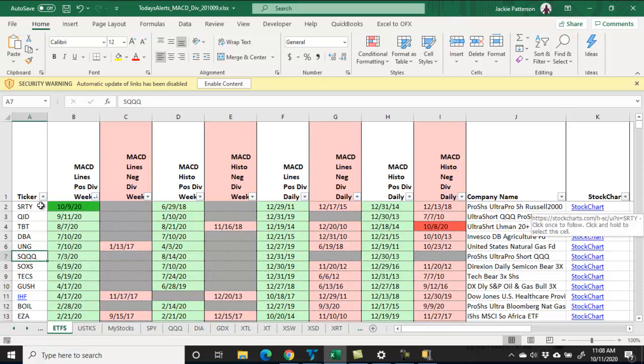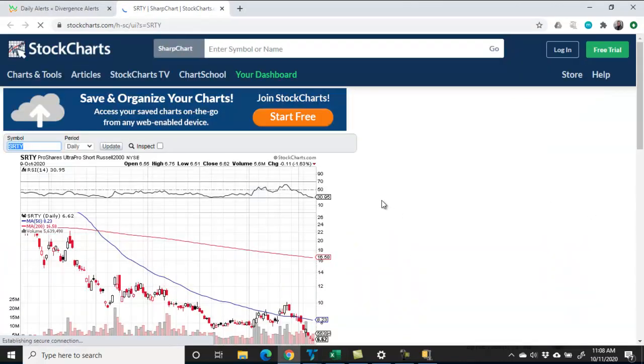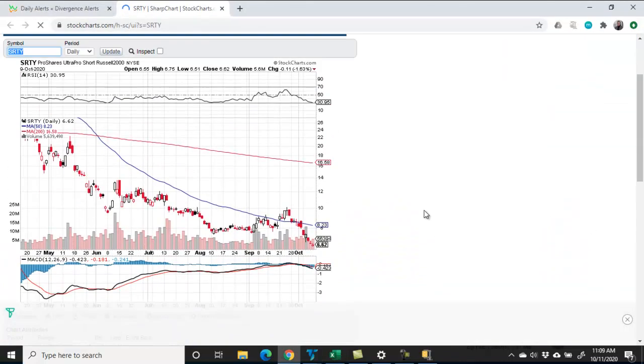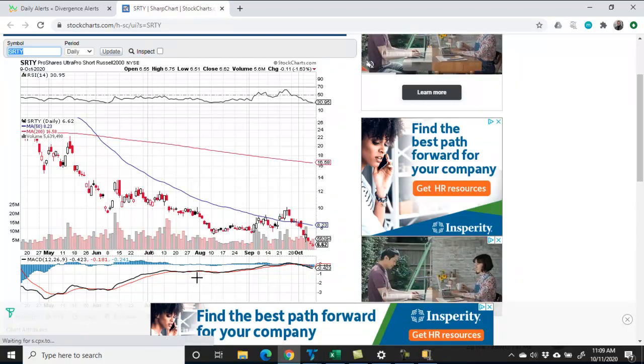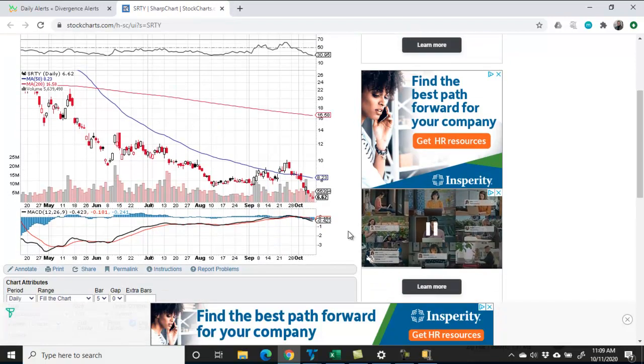So this SRTY is an ultra short Russell. So this is actually a bearish signal. Usually positive divergences are a bullish buy signal, but when it happens on a bearish fund, that's a bearish signal. And we can take a look at the chart fairly quickly just by clicking on the stock chart link, and it'll bring up a chart where you can see how it has in fact made a divergence by making a low with the MACD at one position and then a lower low with a higher position of the MACD.